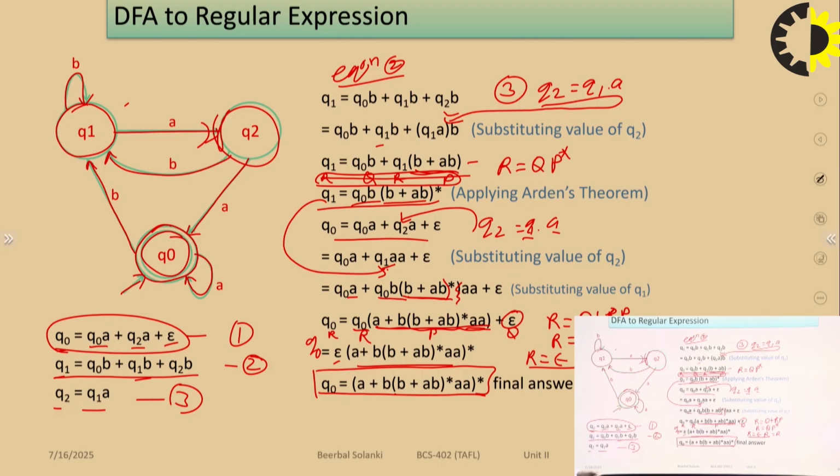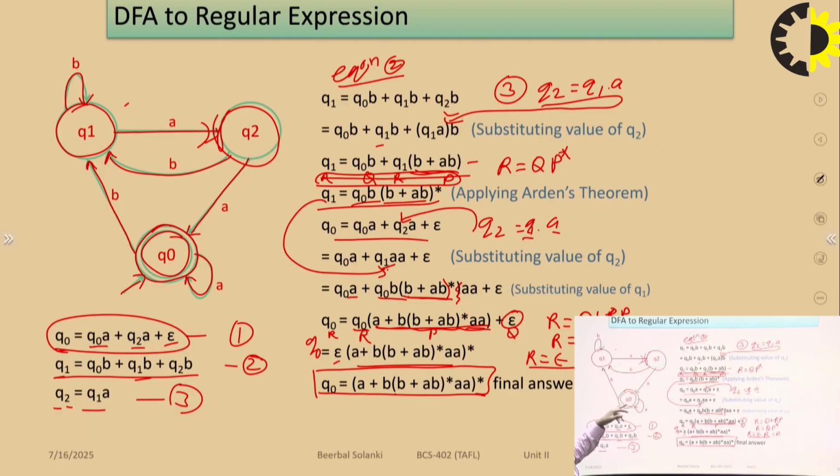So how to reach the Q naught state from the different states, take the simple input. The input is only A and B, so we can write the equation for Q naught, then Q1, and then Q2 also. The target is to convert all the equations into the form of Q naught, because Q naught is the final state, so we write the regular expression.